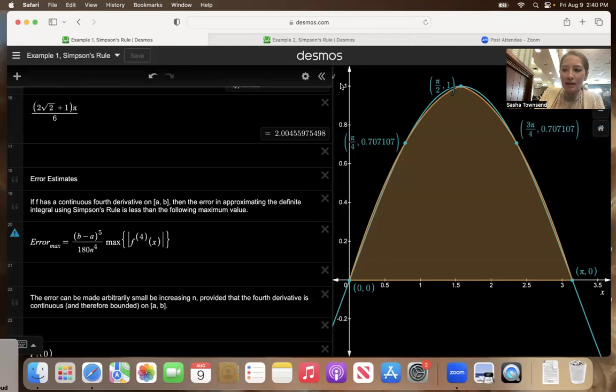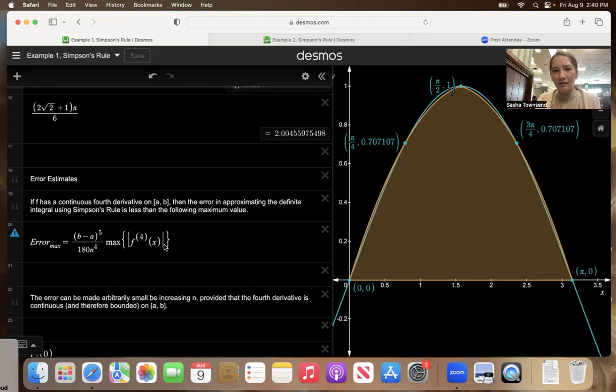Now there is an error estimate theorem in the section covering this material in the text. It says, if f has a continuous fourth derivative on the interval from a to b, then the error in approximating the definite integral using Simpson's rule is less than the following maximum value. It doesn't tell us where the error maximum comes from, but it says take b minus a, raise it to the fifth, divide by 180 times the number of subintervals raised to the fourth power, and then multiply by the maximum value of the absolute value of the fourth derivative on the interval of interest.